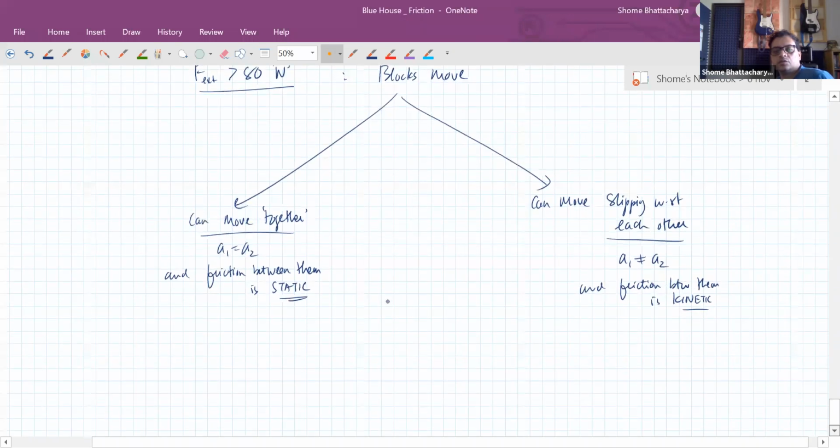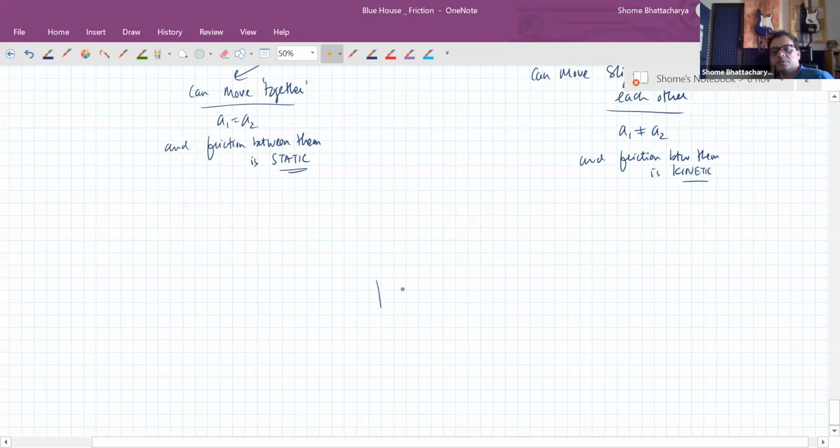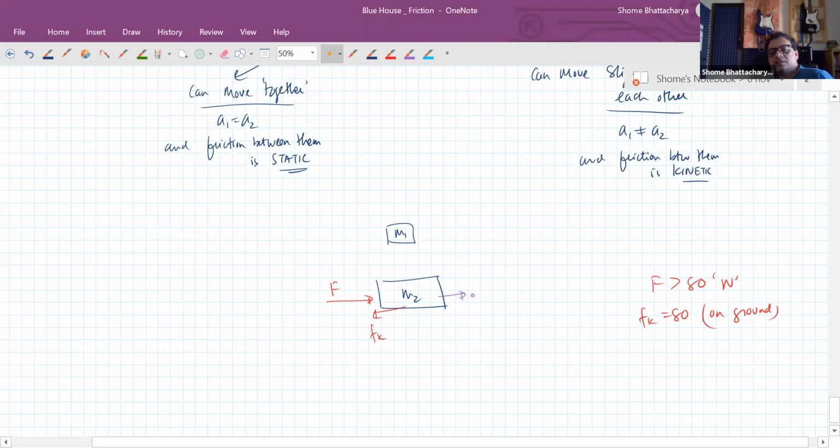So again, down to the free body diagram. Now I have applied this force; suppose this force is greater than 80 newtons. So on the ground, what type of friction is acting? Kinetic friction is acting. The moment this F is greater, this has a tendency to accelerate in this direction. So immediately friction will act on this in the backward direction. And therefore friction will act on this in the forward direction, and this will have a forward acceleration A1.